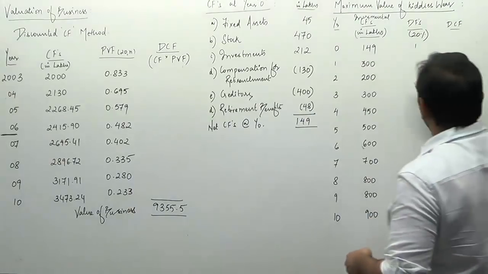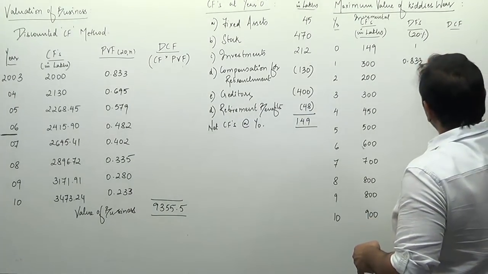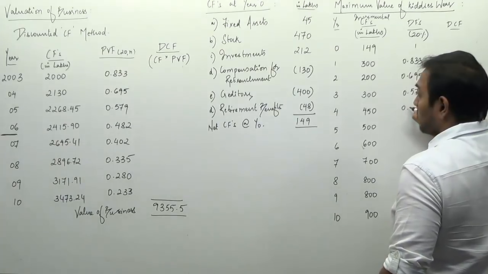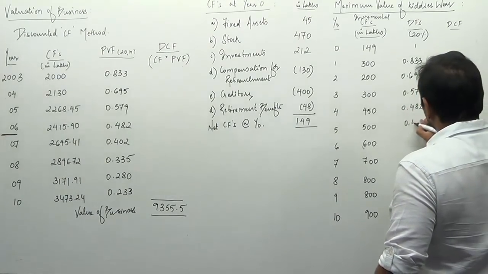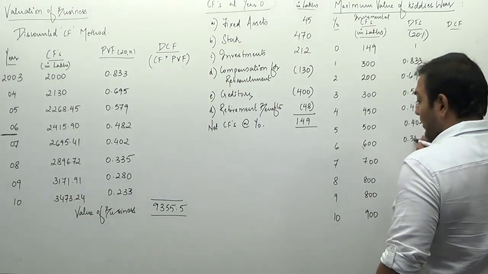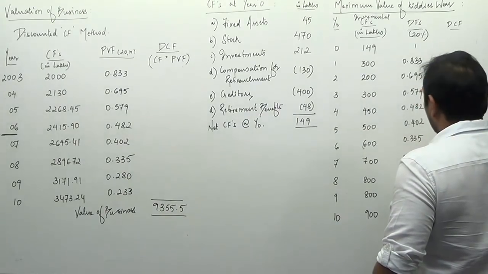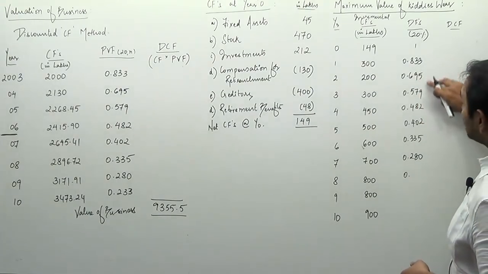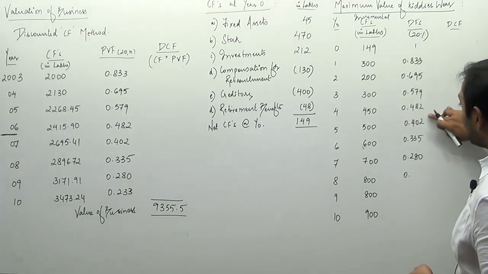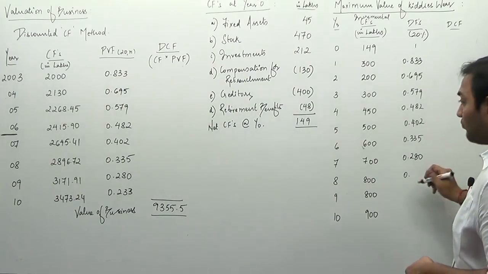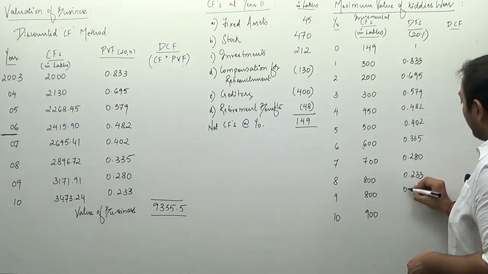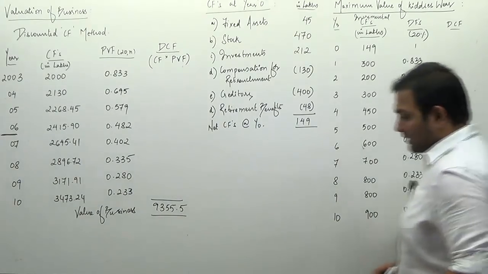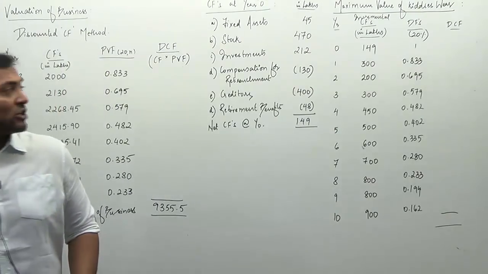You have the discount factors, you don't have to calculate. The 20% discount factors are 0.833, 0.695, and so on. Get the total of the discounted cash flow. That is the maximum what Sham Garments can offer to Kids Wear.